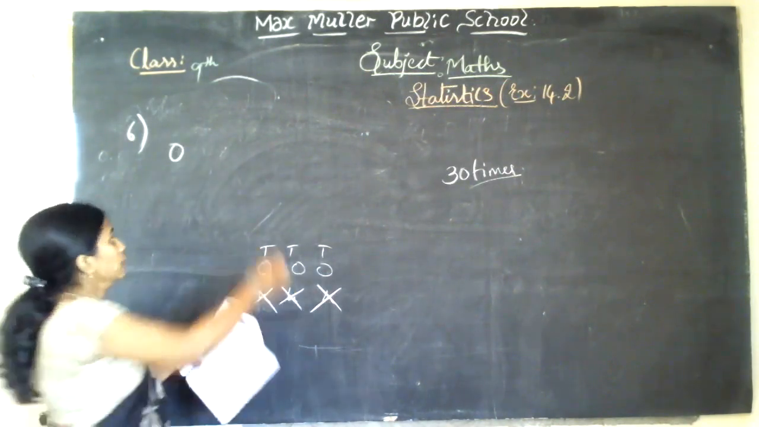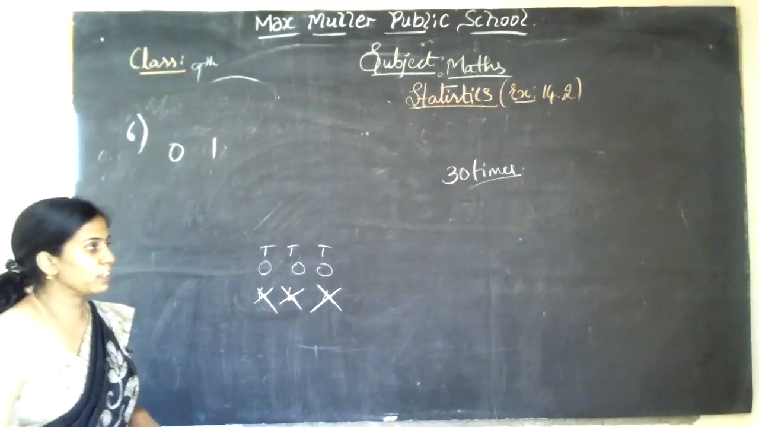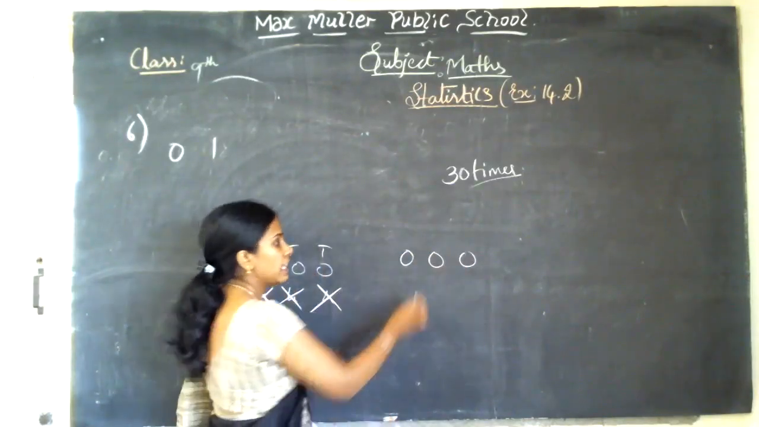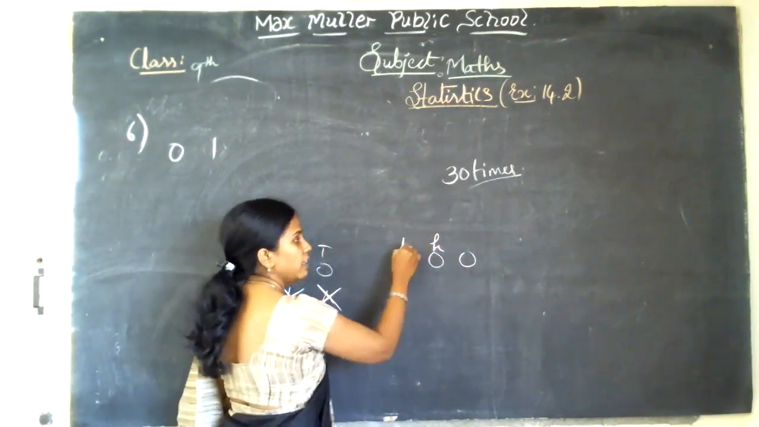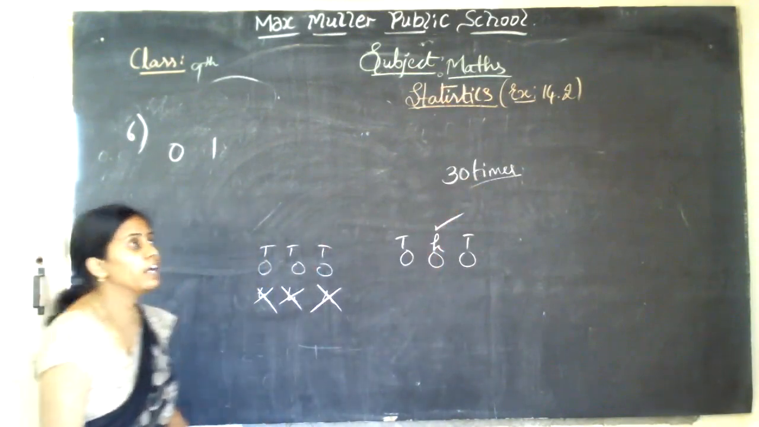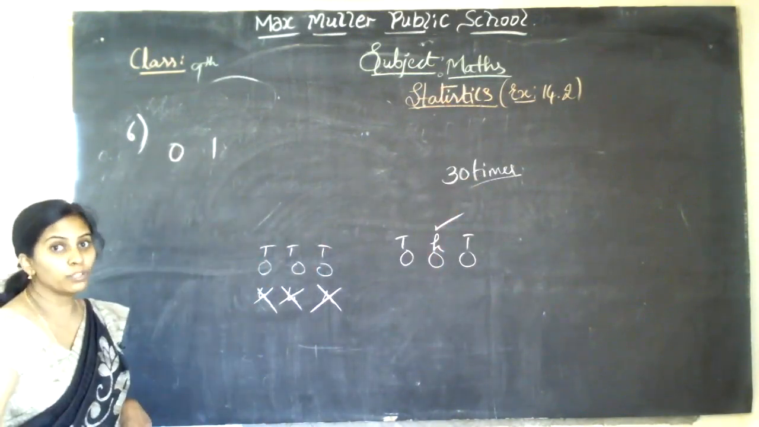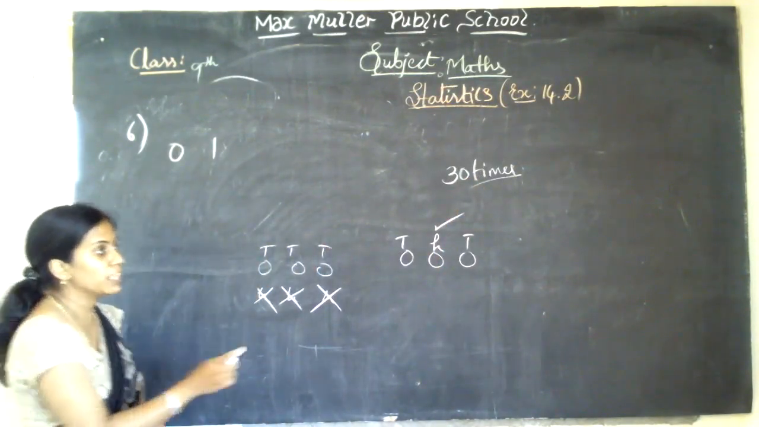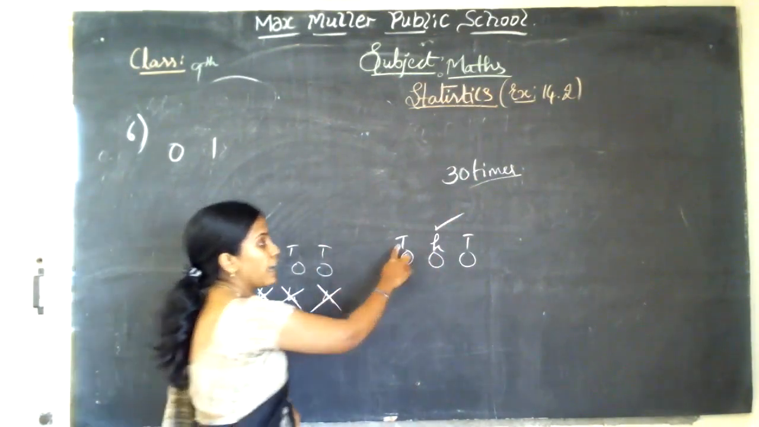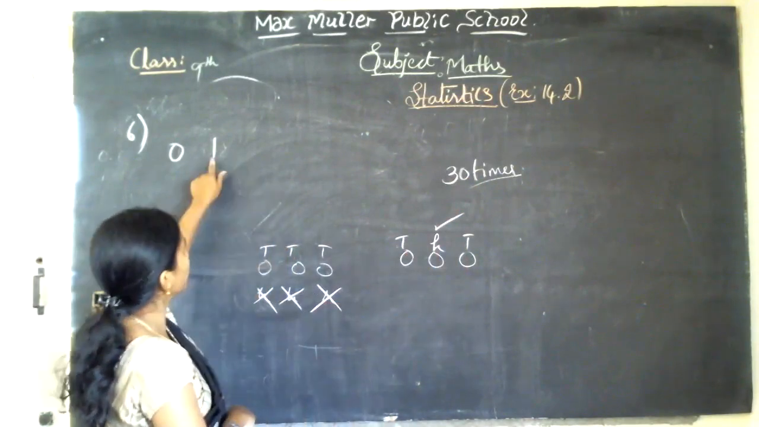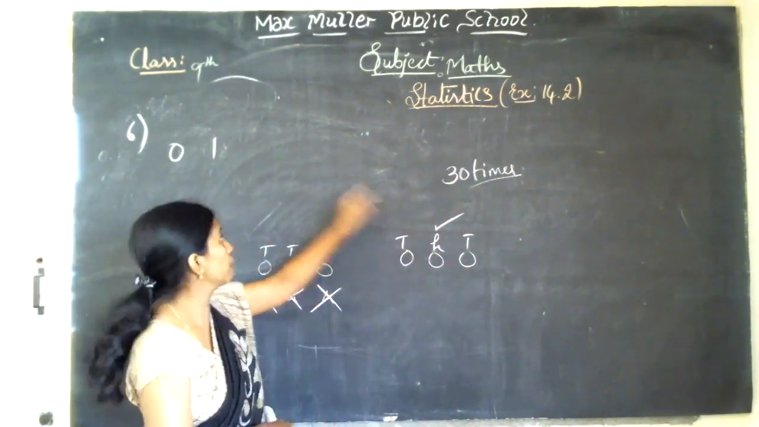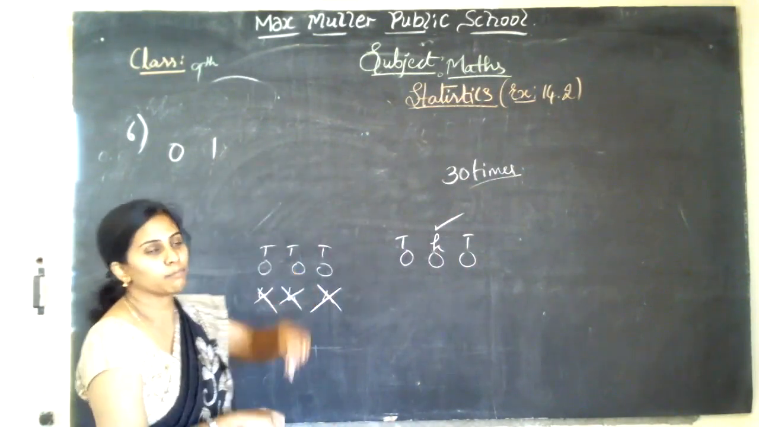So next, 1. What is the meaning of that number? When they tossed 3 coins, they got 1 head and 2 tails. That's why they have considered only 1. As I told you, they have written only the count of heads. They have not counted the tails. So 1 means only 1 head they got when they tossed it for the second time.